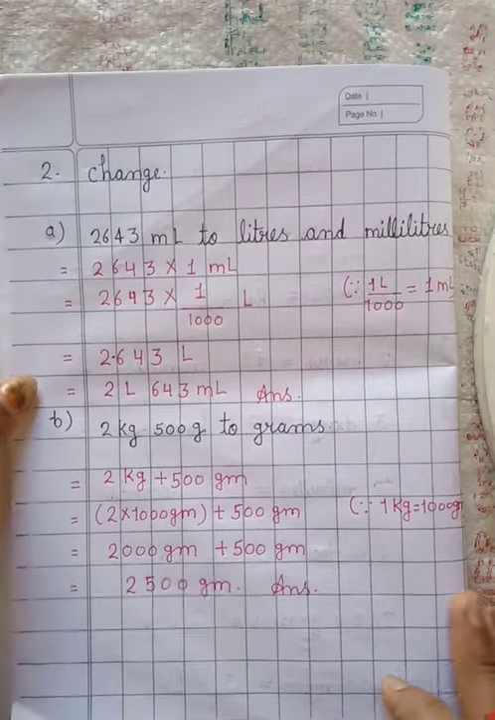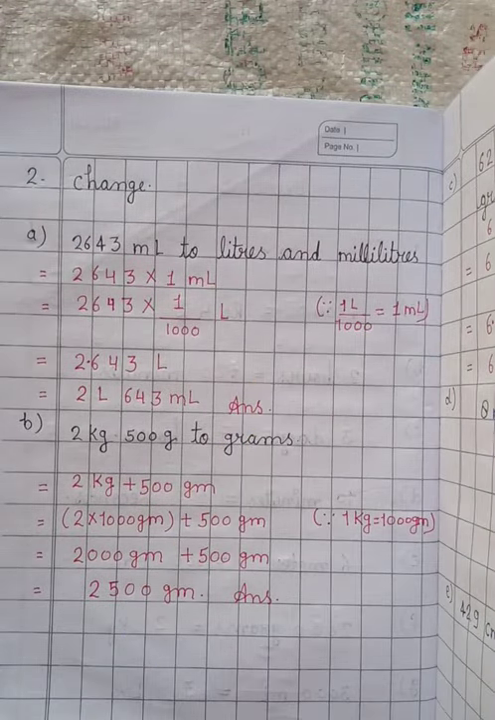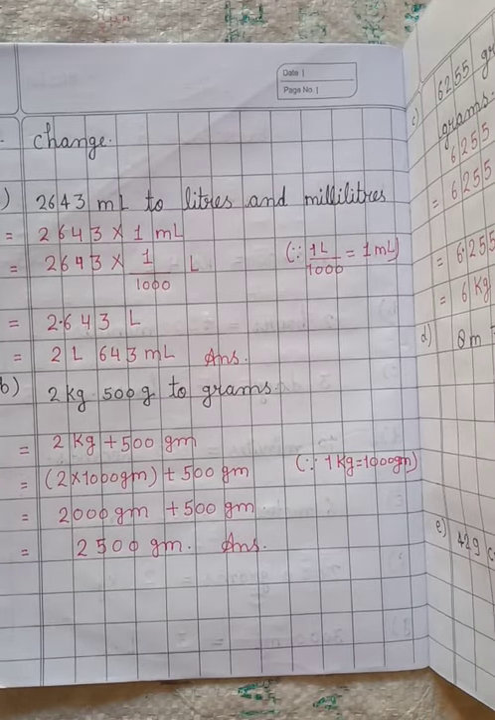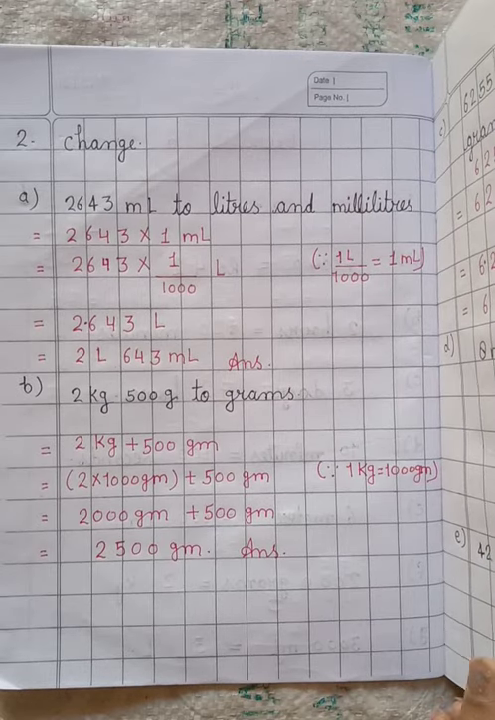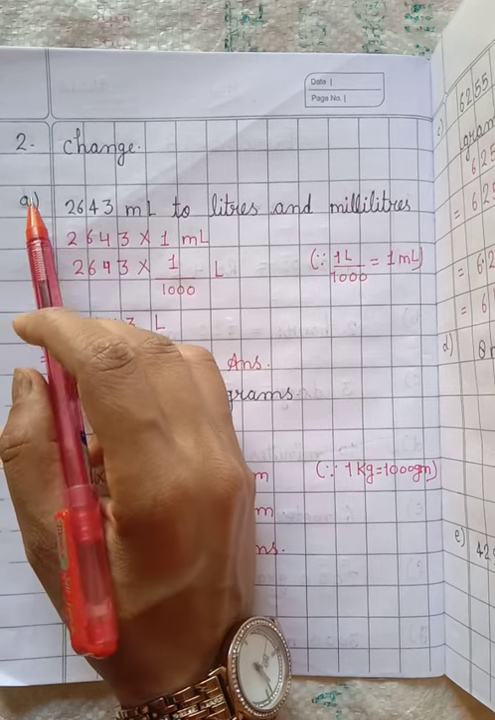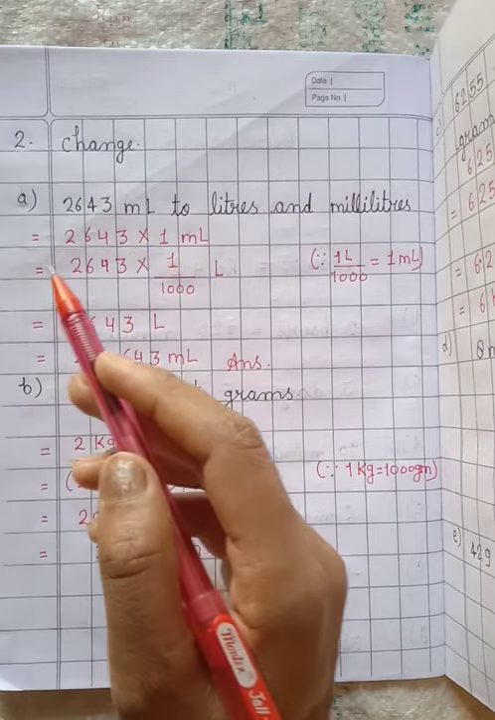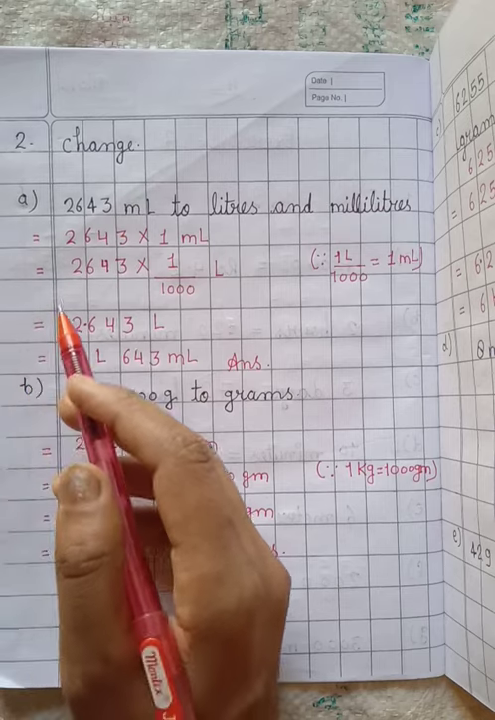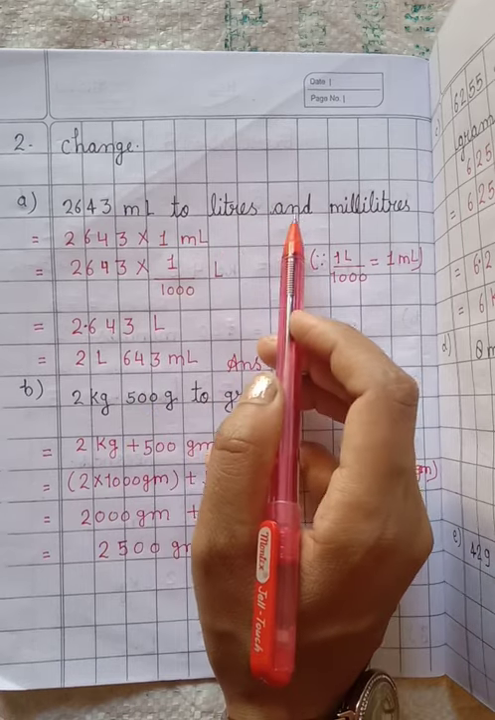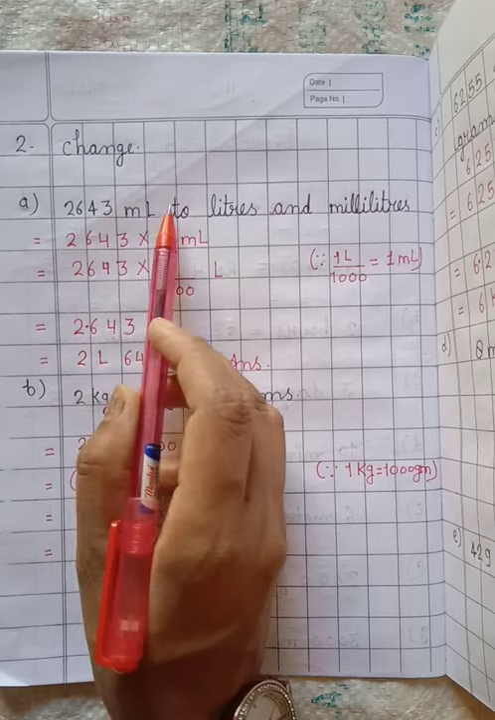Question number 2 is change. We have to change. In the previous videos I told you how to convert milliliter to liter and liter to milliliter, how to convert hours to minutes and minutes to hours. So first is 2643 milliliter to liters and milliliters. We have to convert this 2643 milliliters to liters and milliliters.